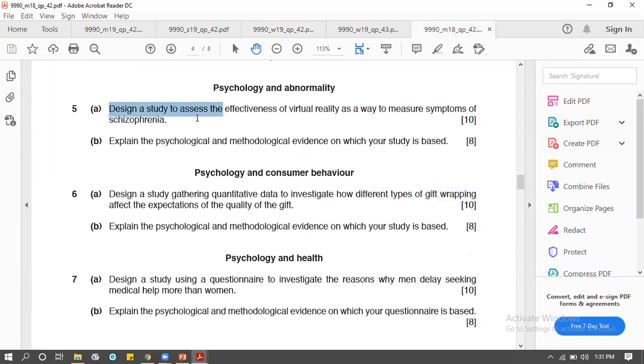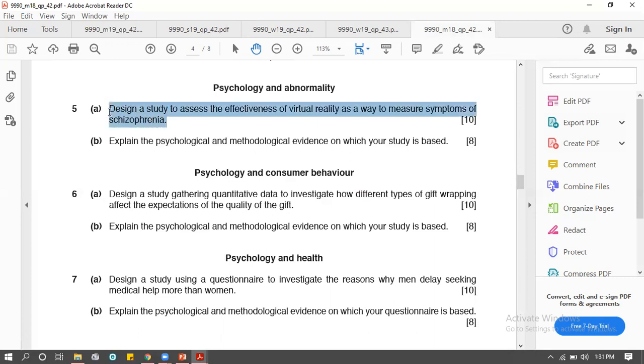Sometimes designers try to assess the effectiveness of virtual reality as a way to measure symptoms of schizophrenia. This is a complete blueprint from the Freeman study that he did. Don't copy Freeman's study exactly. I've seen people replicate Freeman's study right down to the number of samples.